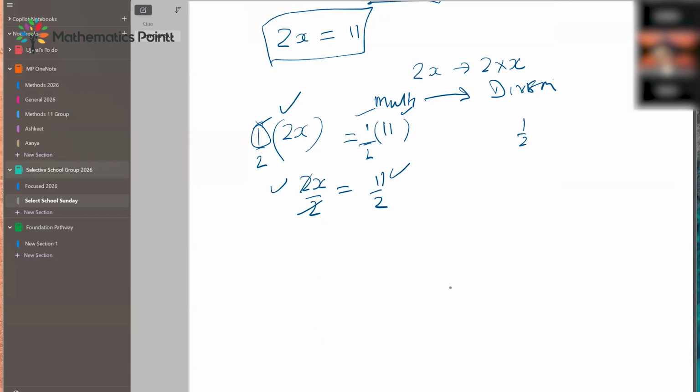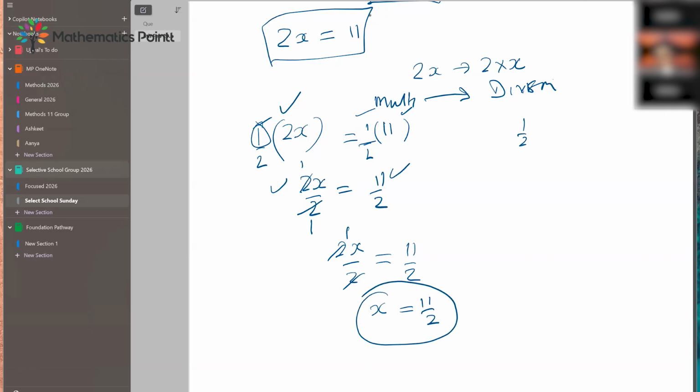Now 2 and 2 cancel, 2 times 1s and 2 times 1s. Please note that whenever you are canceling something like this, it's not a 0. 2 divided by 2 is 1. A lot of students do it as 0, which is not the case. Equals 11 over 2. I can't divide 11 by 2 if I want to keep it as a fraction. Obviously, I can if I want decimal answers, but I'm not interested. So eventually, I have x equals 11 over 2.